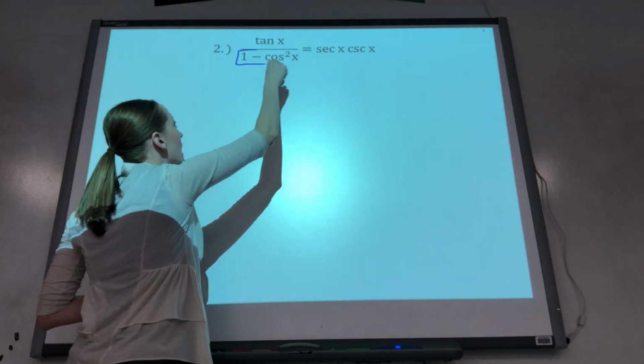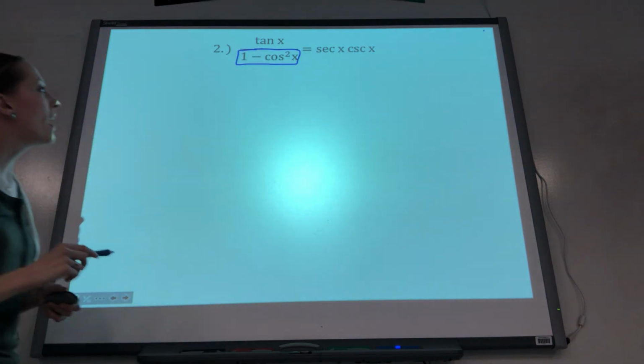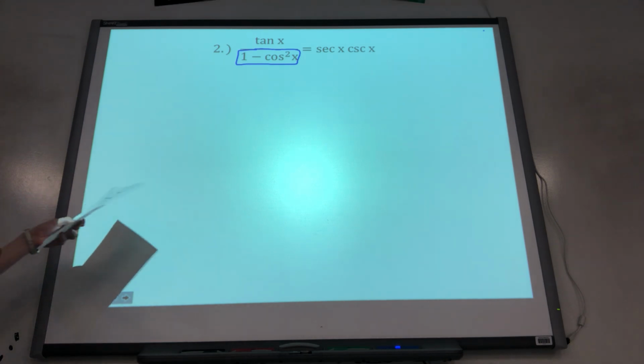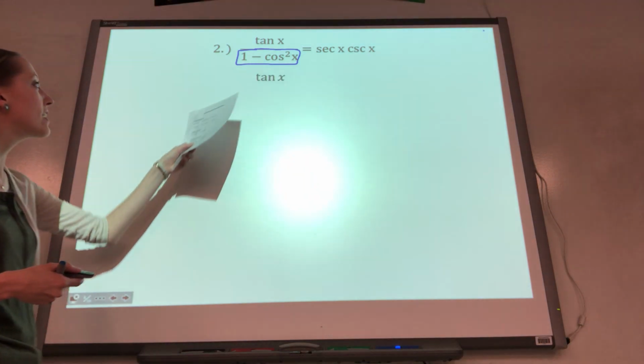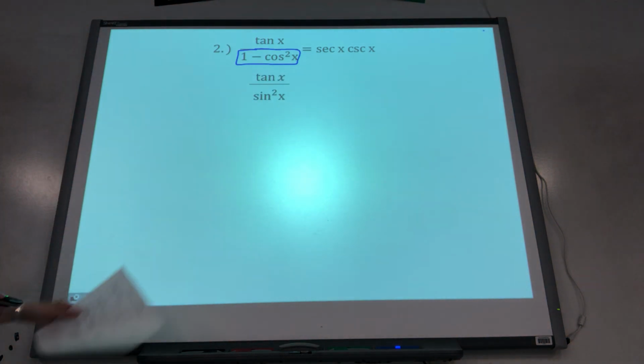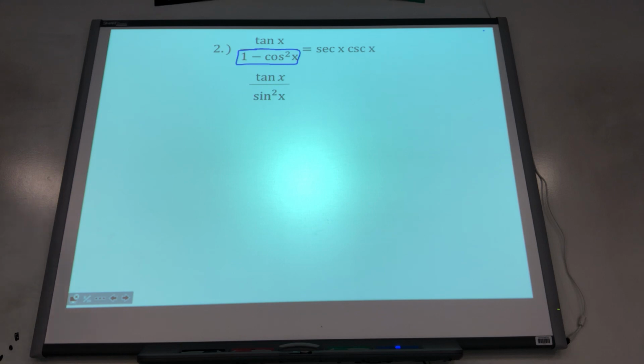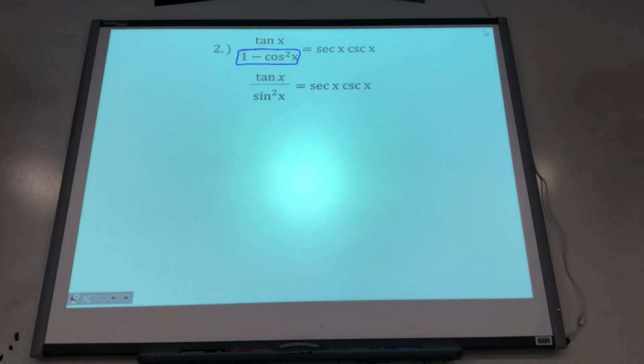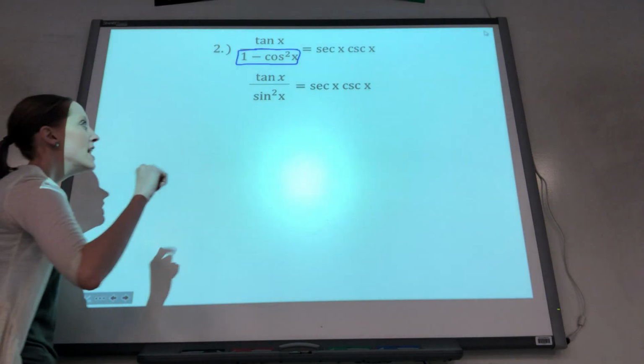Yeah, that's kind of where my eyes are drawn as well. 1 minus cosine squared of x, surely that's a Pythagorean identity, and it is. 1 minus cosine squared is the same as sine squared. So for the time being, I just left tangent on top because I don't really know what I need to do with that part yet. And then I took the Pythagorean identity and used it for sine squared on bottom.